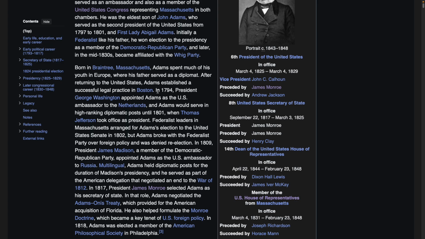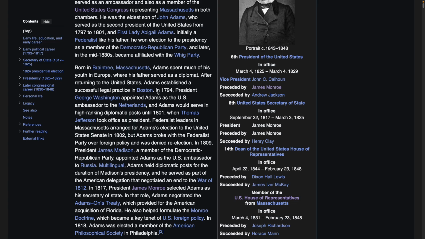So in 1794, President George Washington appointed Adams as the U.S. ambassador to the Netherlands, and Adams would serve in high-ranking diplomatic posts until 1801, when Thomas Jefferson took office as president. Federalist leaders in Massachusetts arranged for Adams' election to the United States Senate in 1802. But Adams broke with the Federalist Party over foreign policy and was denied re-election.